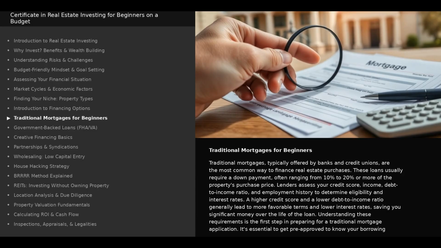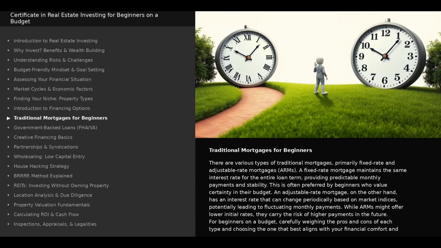It's essential to get pre-approved to know your borrowing capacity before seriously looking for properties. There are various types of traditional mortgages, primarily fixed-rate and adjustable-rate mortgages, ARMs. A fixed-rate mortgage maintains the same interest rate for the entire loan term, providing predictable monthly payments and stability. This is often preferred by beginners who value certainty in their budget.